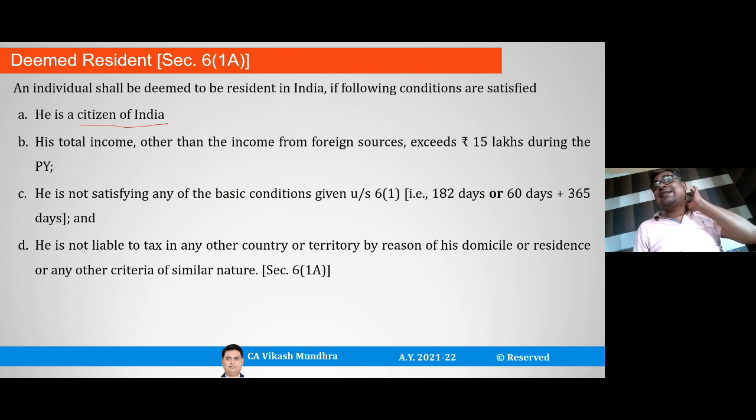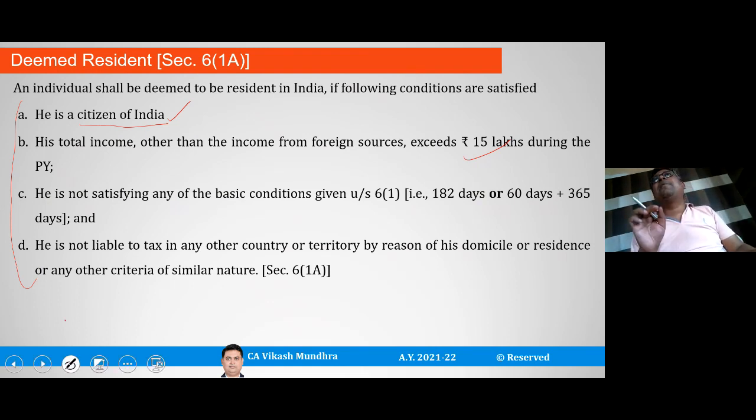And he is not liable to tax in any other country or territory by reason of his domicile or residence or any other criteria. You are a citizen of India. Your income other than income from foreign sources exceeds rupees 15 lakh. You are not a resident in India by virtue of section 6(1). And you are not liable to pay tax in any other country. If all these conditions are simultaneously fulfilled, then you will be considered a resident in India. You will be deemed a resident in India, irrespective of your number of days of stay in India. Got it? This is the latest amendment brought into the statute book by the Finance Act 2020.